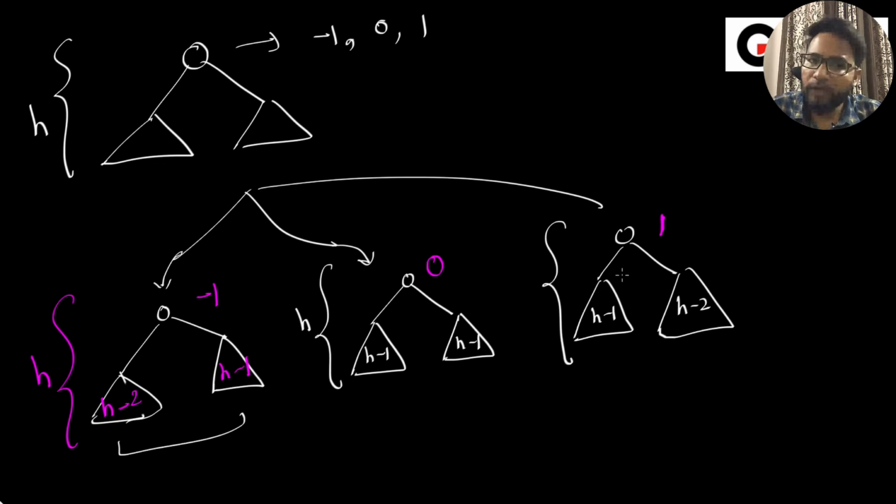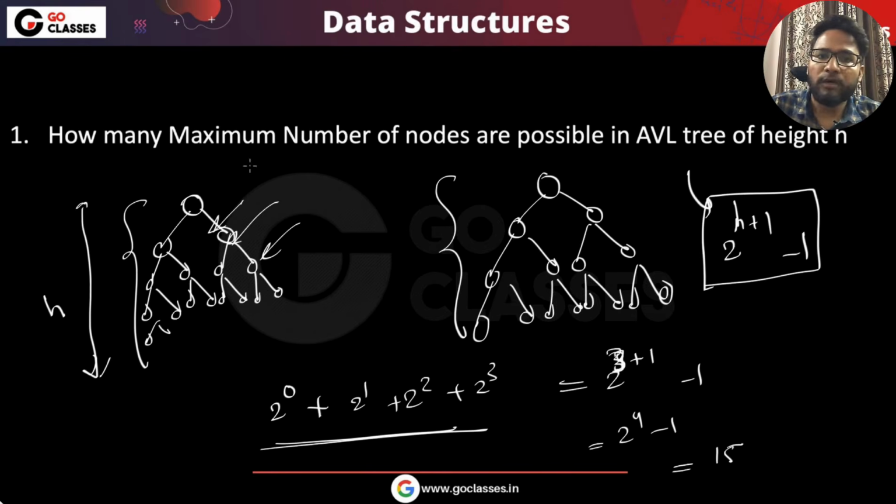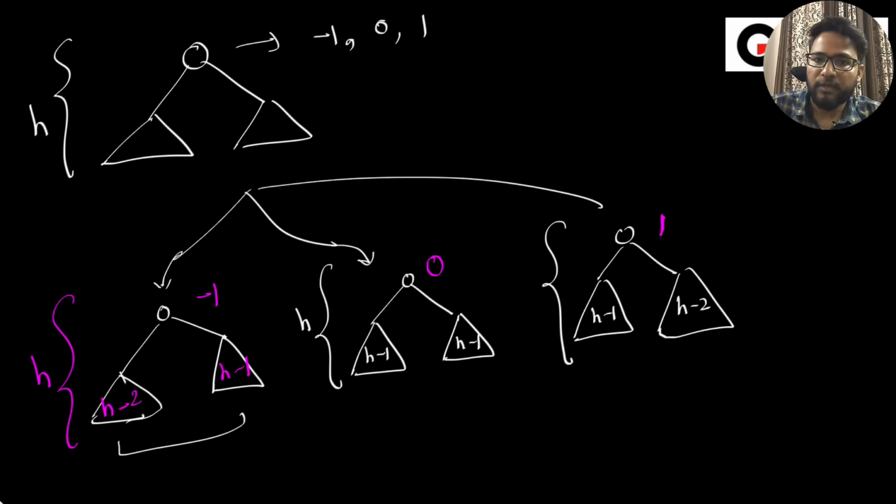So if you want an AVL tree to have height h, there are three possibilities for the heights of the left and right subtree. I hope this is clear. This has nothing to do with the minimum or maximum number of nodes; it is in general. Now let's come to the question. The question says we want the maximum number of nodes in this height h.